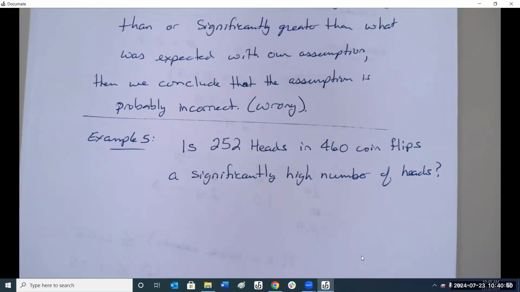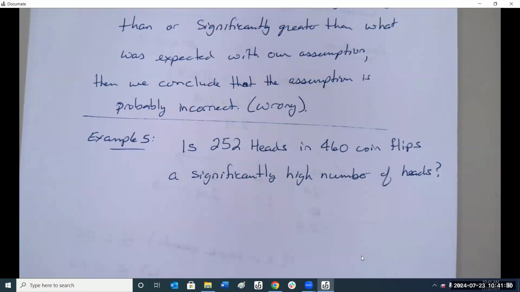So what do you think? What would you expect to happen, first off? If you had 460 coin flips, how many heads do you think would be in there? Yeah, you guess half, because each side has an equal number of chances to come out. So half of 460 is 230. So this number is higher than what we expect by any random event.